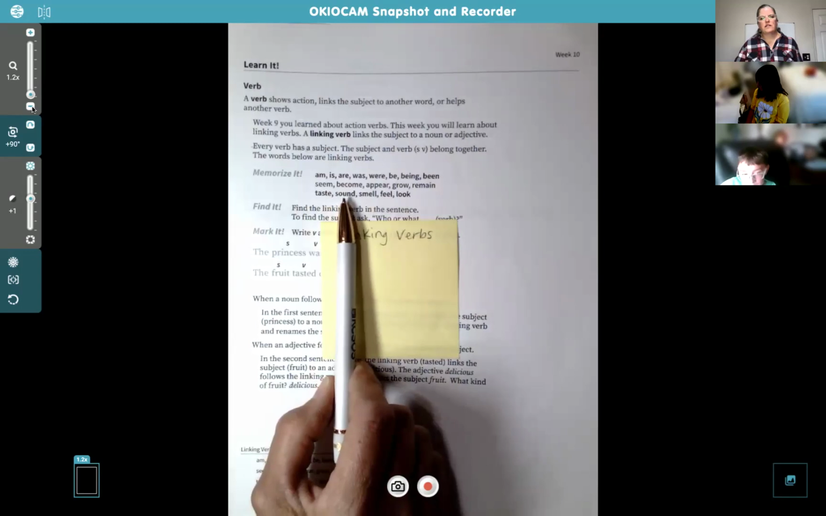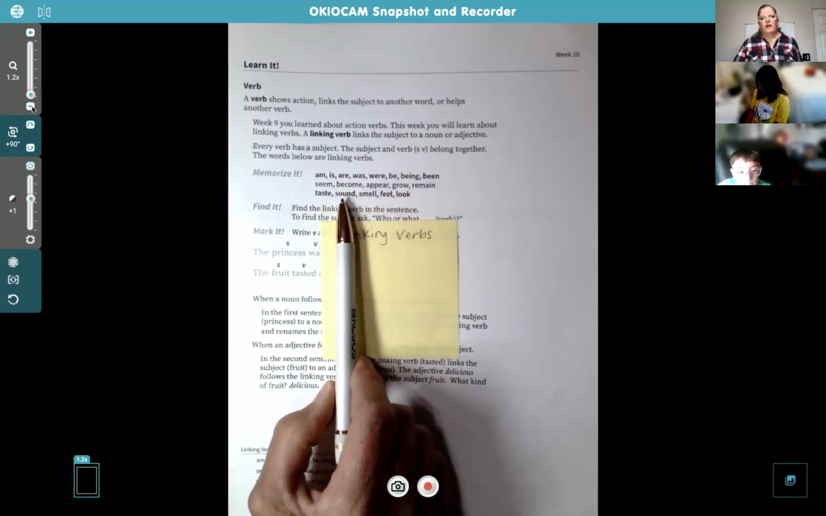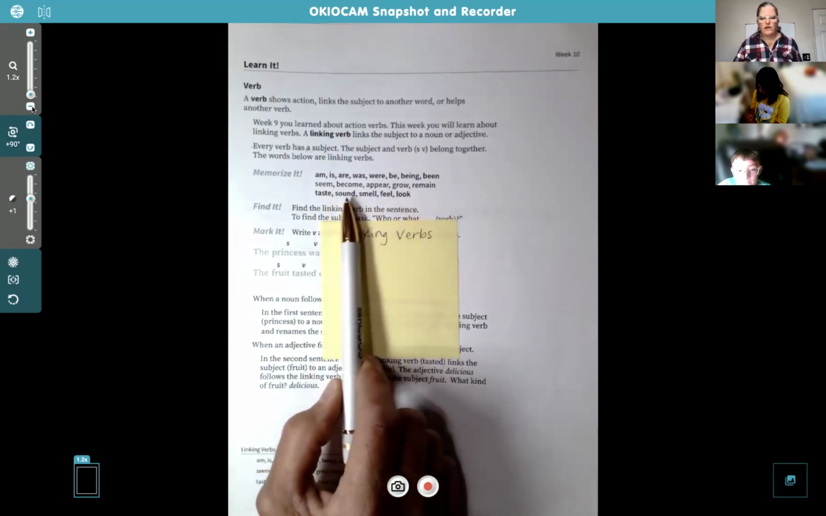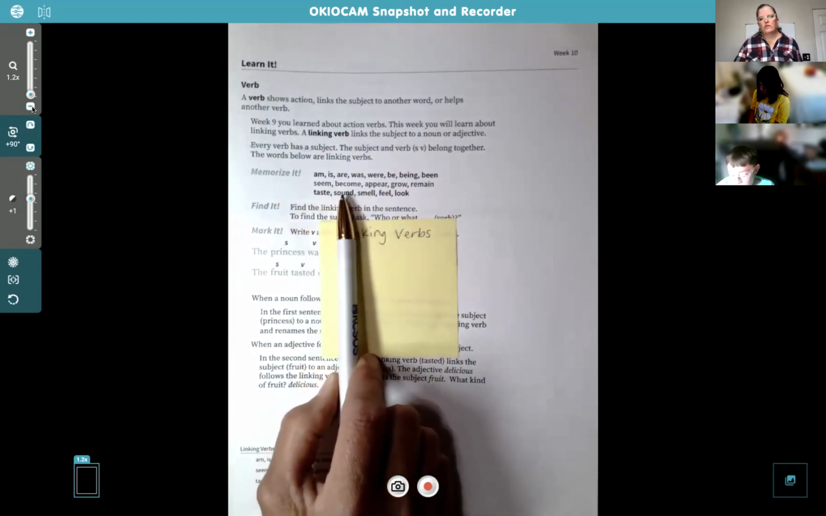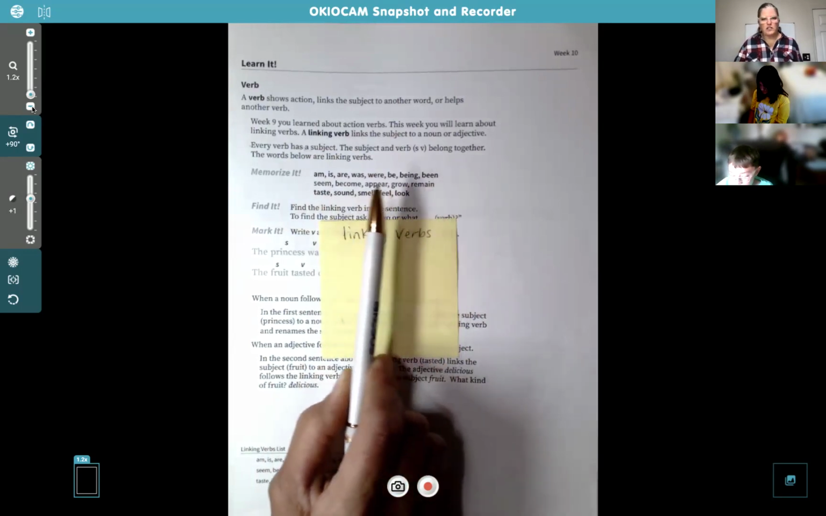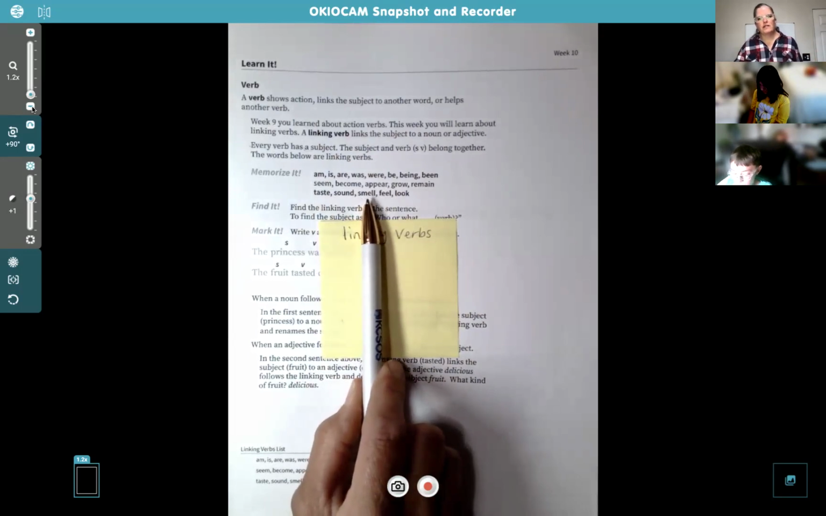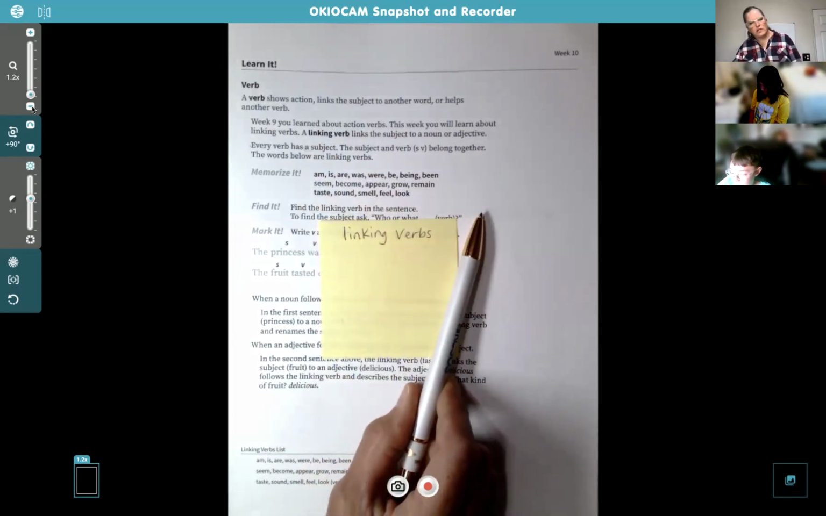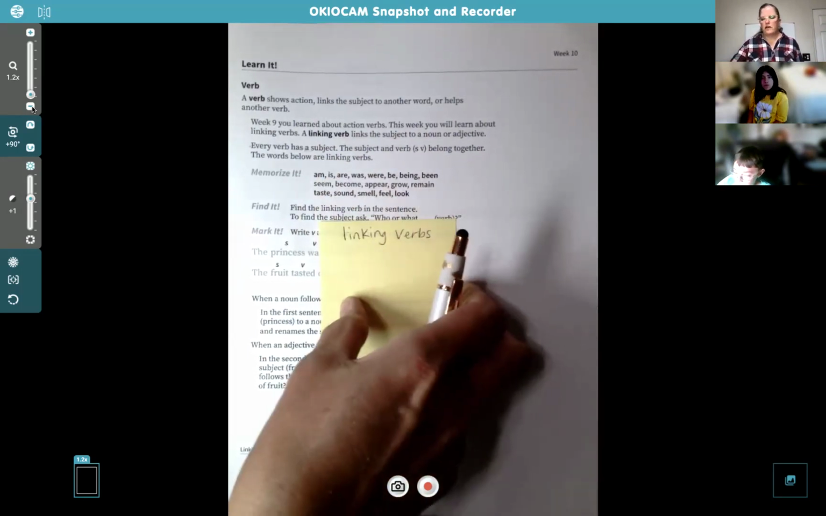So you might have a sentence that says, the howling wolf sounds spooky, right? So wolf would be the noun or the subject, and sounds spooky would be the adjective. So it's linking those two things together. Or the fresh baked bread smells delicious. So the subject bread, smells is the linking verb to the adjective delicious. So those are some examples there. But these are all the linking verbs.